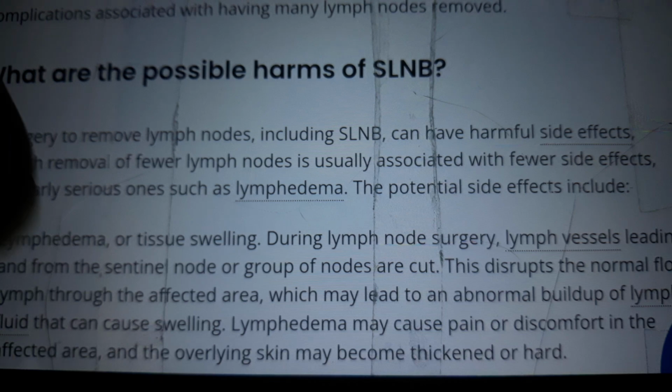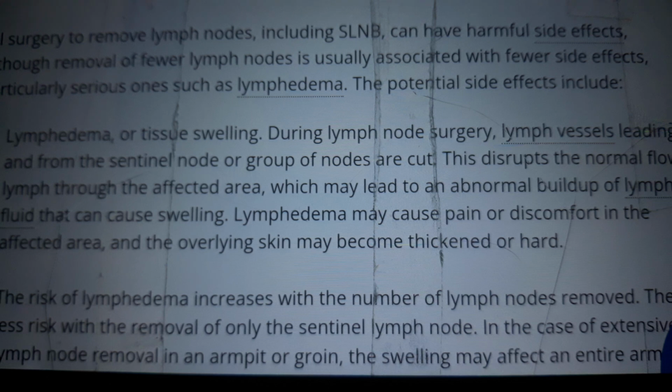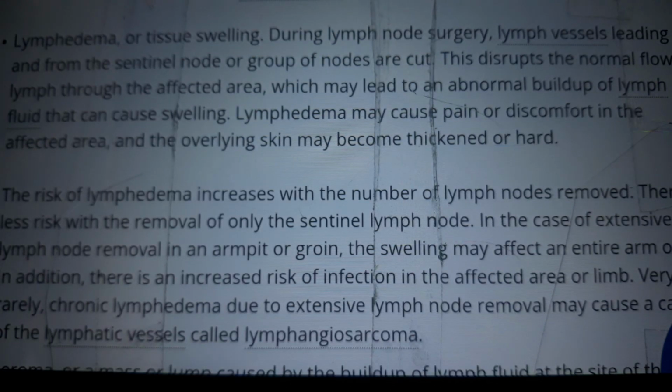What are the possible harms of SLNB? All surgery to remove lymph nodes, including SLNB, can have harmful side effects, although removal of fewer lymph nodes is usually associated with fewer side effects, particularly serious ones such as lymphedema. The potential side effects include lymphedema, or tissue swelling. During lymph node surgery, lymph vessels leading to and from the sentinel node or group of nodes are cut. This disrupts the normal flow of lymph through the affected area, which may lead to an abnormal buildup of lymph that can cause swelling.